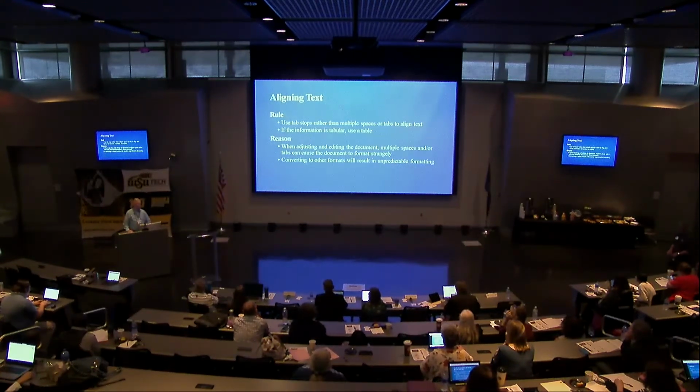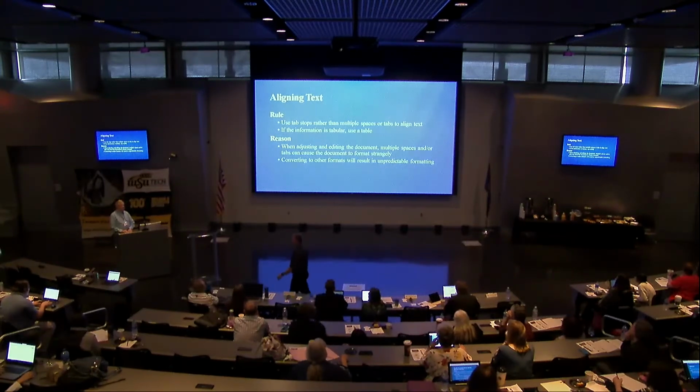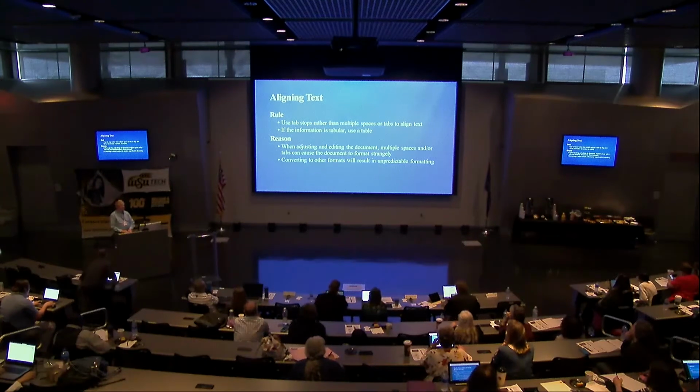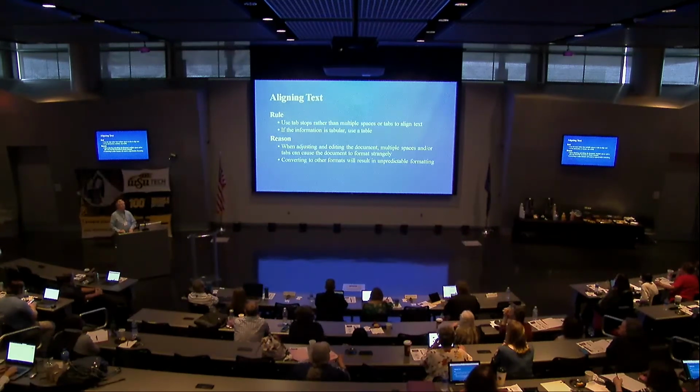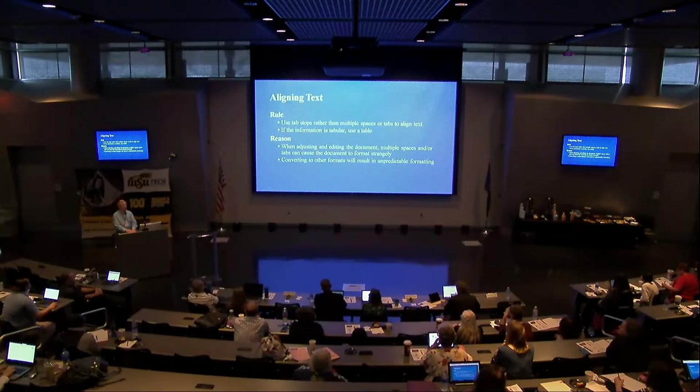Slide 23, aligning text rule: use tab stops. Now we're talking about horizontal alignment as opposed to vertical alignment. Use tab stops rather than multiple spaces or tabs to align things. If information is in a tabular format, use a table. Because a lot of times that's what people are trying to do when they're doing space, space, space, or tab, tab, tab. They're trying to line things up in columns or in a table, kind of a look. And it's better to use either the columns tool or use the table to do that.